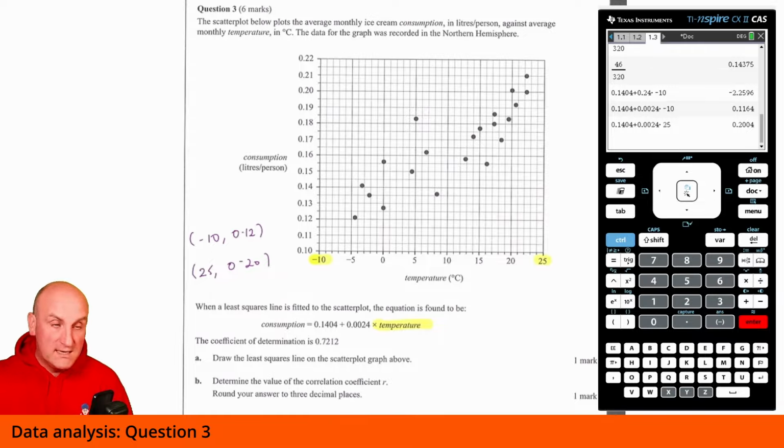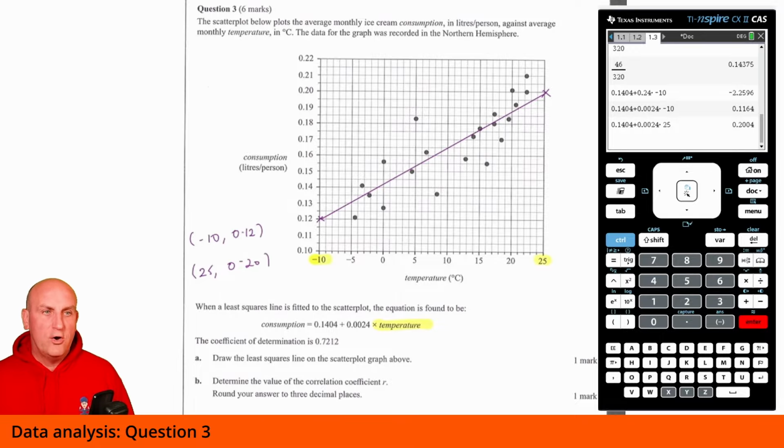So -10 goes to 0.12, so I'm going to put a cross there. 25 is at 0.2, so 25 is here. And then using a ruler with a perfectly straight line, and there you go, my iPad will do that. There we go, that's my equation of the least squares line. That's on every single year pretty much now.